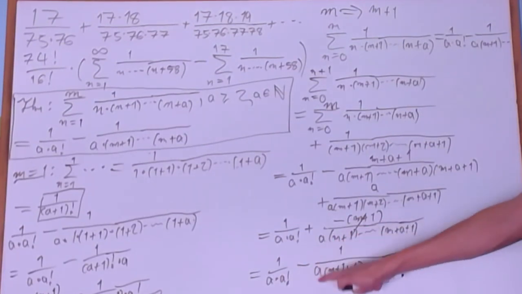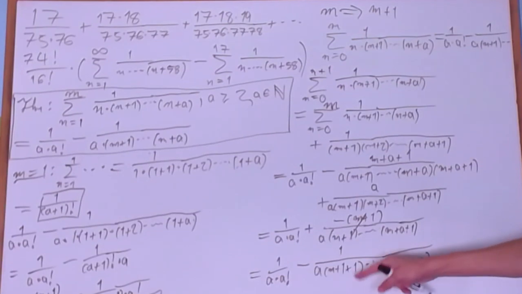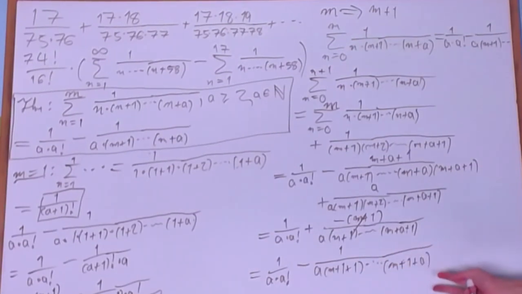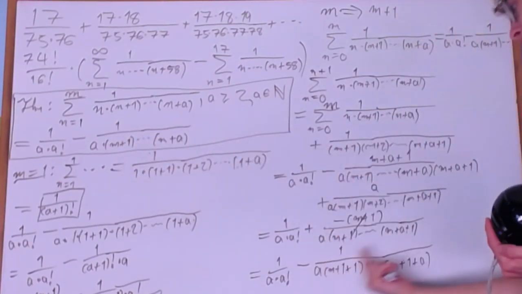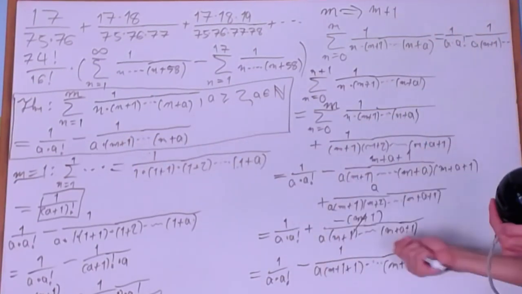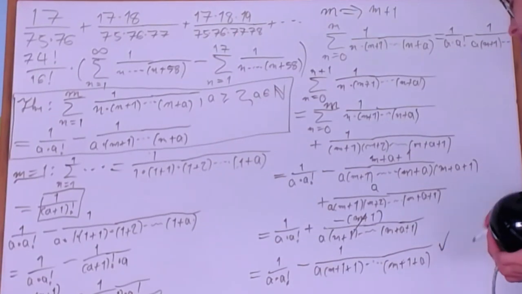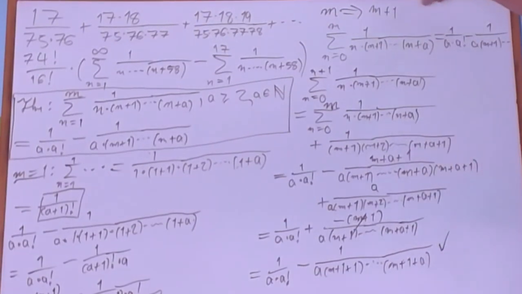It's 1 over a times m plus 1 all the way up until m plus 1 plus a, and that is the formula if you were to plug in m plus 1. And so we verified it. This is the inductive step, this is the initial case, and so it's true for all m bigger than or equal to 1. That's how induction works.